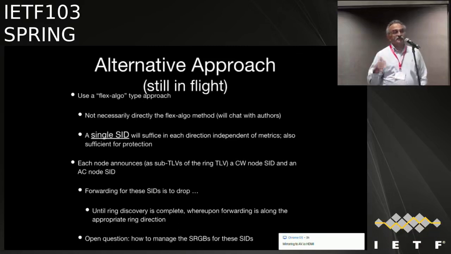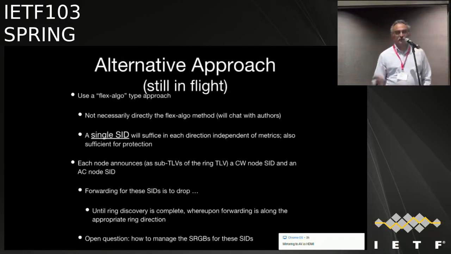Until the ring has defined what is clockwise and anti-clockwise, you should be dropping any packets you see with these SIDs on top. Once the definition is complete, then you can put in the forwarding path that says, go this way versus go the other way. So there is a question of how to allocate these SIDs.